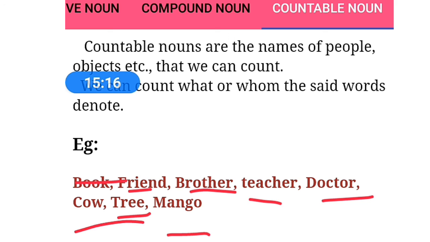But the thing which we cannot start counting is not a countable noun. It's as simple as it looks. This is all about the kinds of nouns. This is all about nouns. We have studied nouns. I don't think you will have any difficulty further in nouns. This topic was very easy and I have taught you all the aspects of this topic.